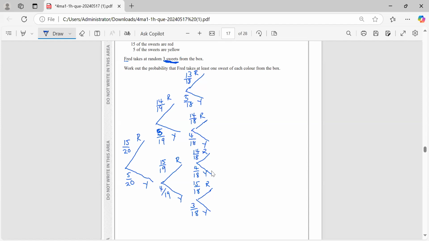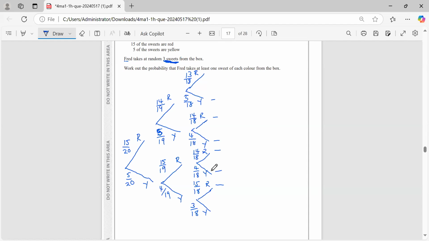So the question wants us to work out the probability that Fred takes at least one sweet of each color from the box. At least one sweet of each color from the box. All right. So the probabilities that they actually want are this probability and this probability and this probability and this probability and this probability as well. You find these probabilities, you find the total of these probabilities, and that will be the answer that I actually want. But I actually think that would take quite some time.